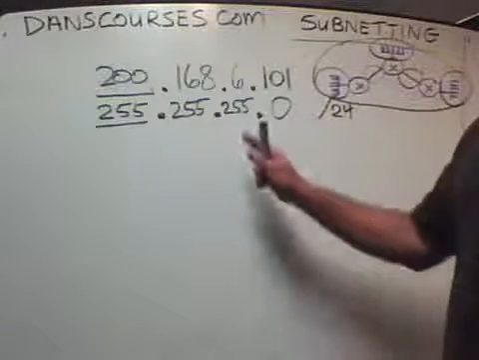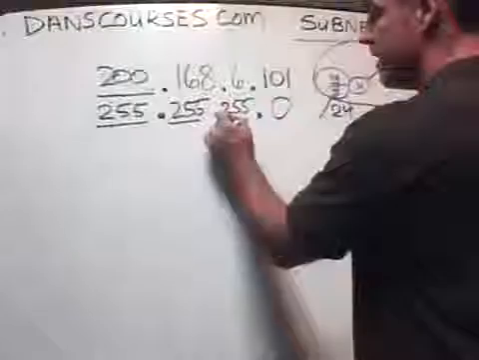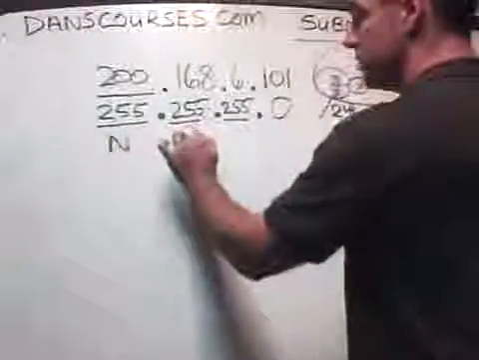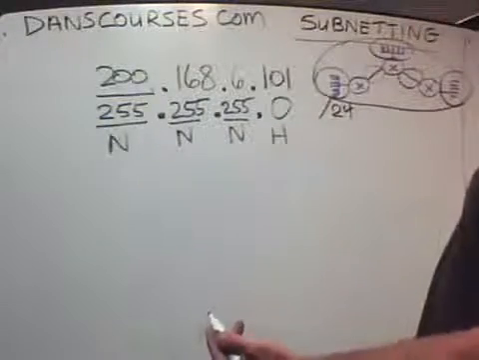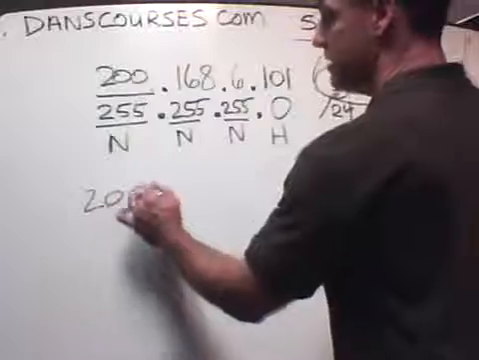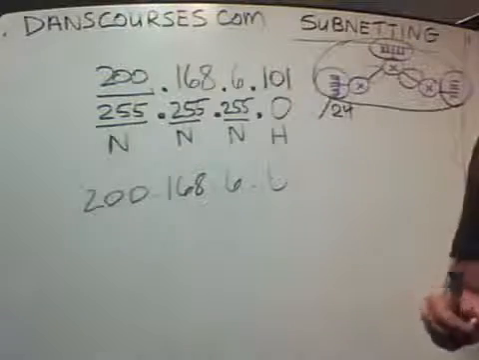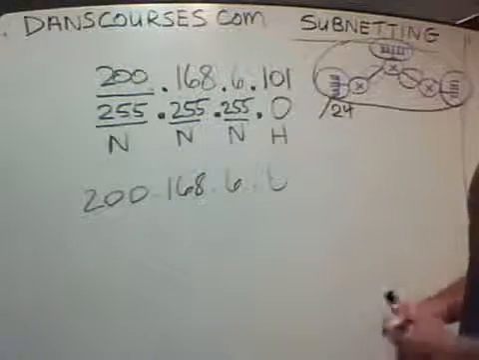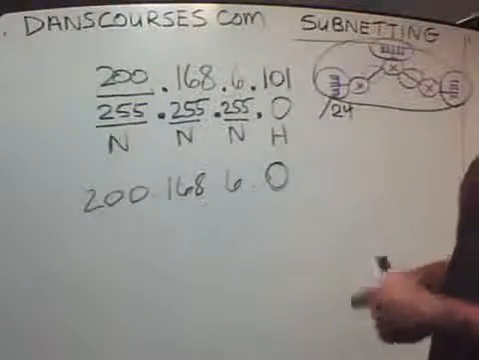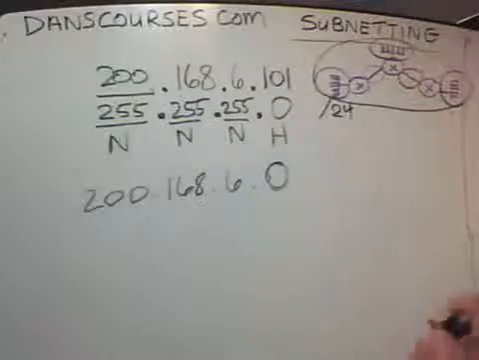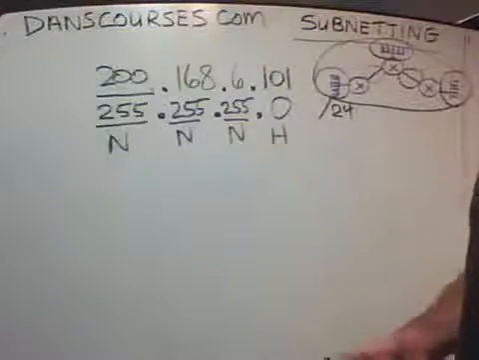Now, if we look at this and we see that this is 255.255.255, and we know that the 255s represent the network portion, and the 0 represents the host portion, we already know that the network is 200.168.6.0. We already know that. But how does the router figure it out? How does the router figure out that this is the network? So we're going to go over that right now. It's a process, and once we go over it, I think it'll help you understand how subnetting works. This is really important to understanding subnetting.